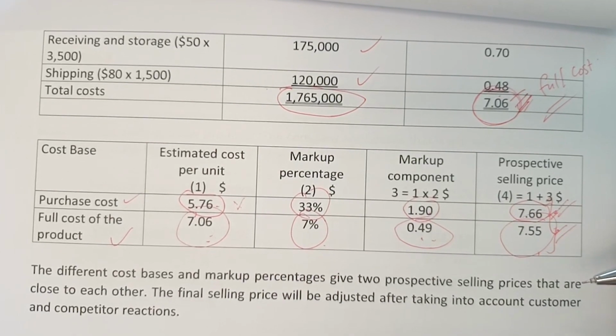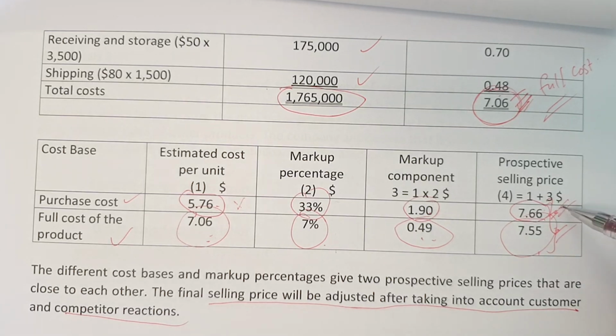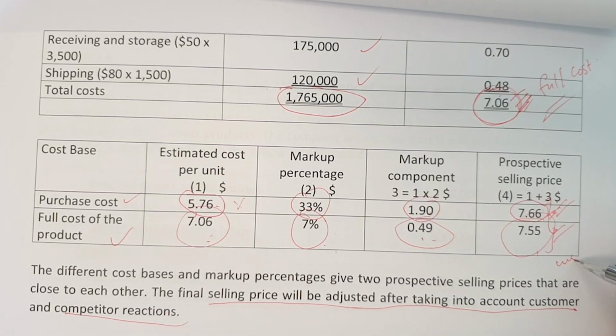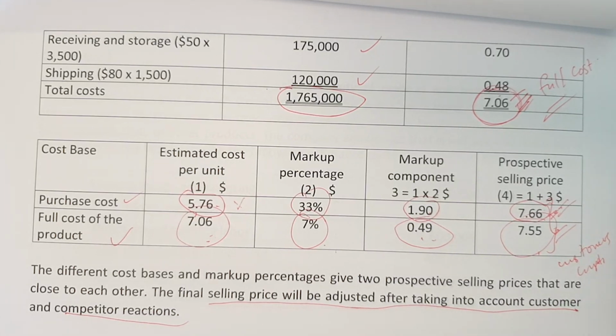Alright, so it seems that at this point of time we already know that the prospective price after we consider the markup is 7.66 and 7.55, which is not that different. You know, it is quite close to each other. So the final selling price will be adjusted after taking into account customer and competitor prices or benchmarking with the competitor price for us to identify, as in this case we're not sure, for example, whether we want to take 7.66 or 7.55. We have to consider other factors like customers as well as the competitors, what is their price. So after that, we have to make an adjustment of this price, and that is going to be the price that we can use for the production of this pencil.